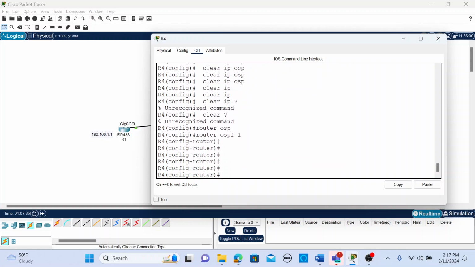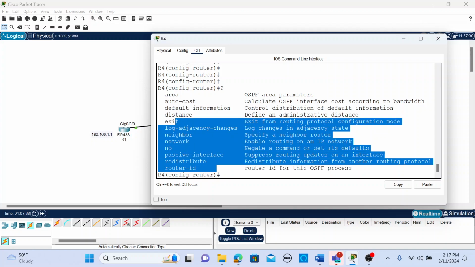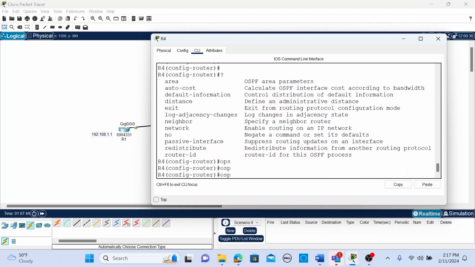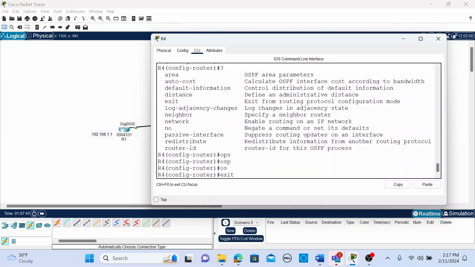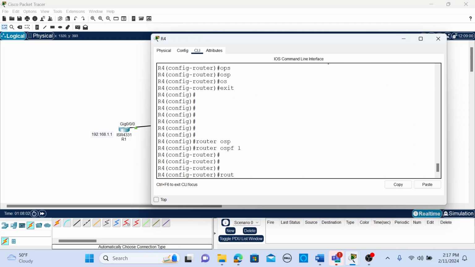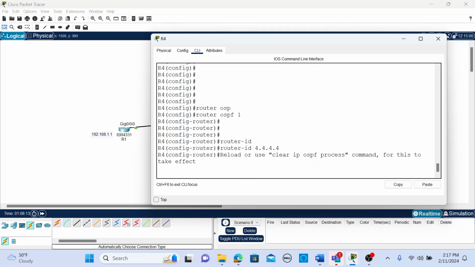Let's go on to this router command and see if we can network, neighbor, area. No. Let's do one thing. Let's go to router ospf 1 and configure a router ID and see if it shows us the commands to actually clear the IP OSPF process. Let's do 4.4. So it's giving, yeah, clear ip ospf process command for this to take effect.